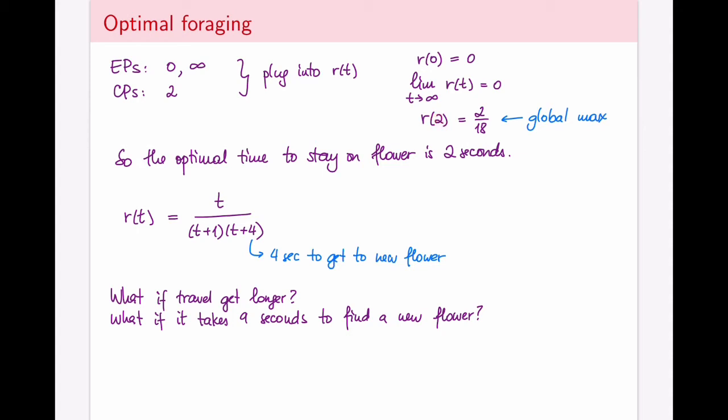And in fact, in this setup, if the travel time is some constant a, then the optimal amount of time to stay on the flower is going to be square root of a. The bigger the travel time, the longer the bee will stay on a certain flower. That makes sense, because think about this. If the bee is actually already on the flower and the next flower is really quite far away, it makes sense that staying will produce more nectar as you're collecting than abandoning the flower and traveling for a very long time to find a new one. The further the next flower is, the longer the bee is going to stay on the one that it has.